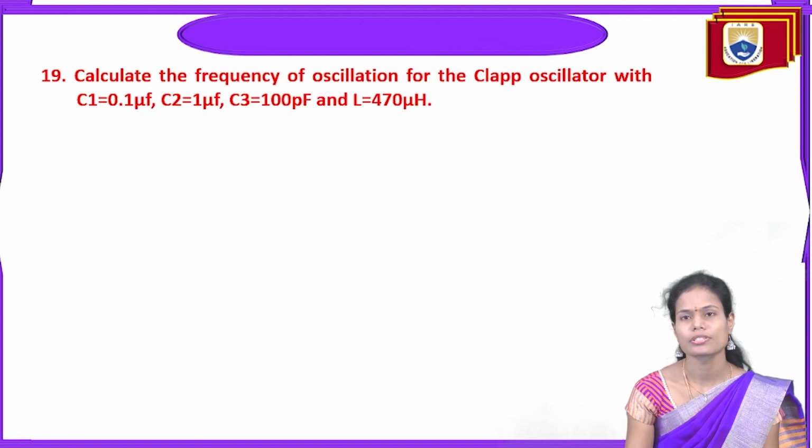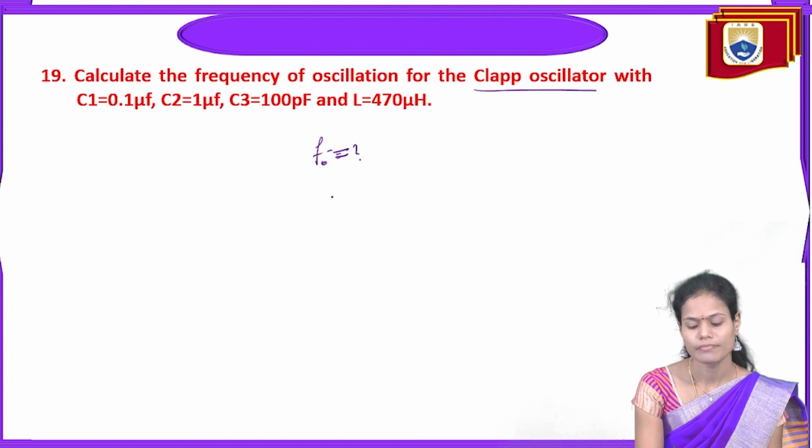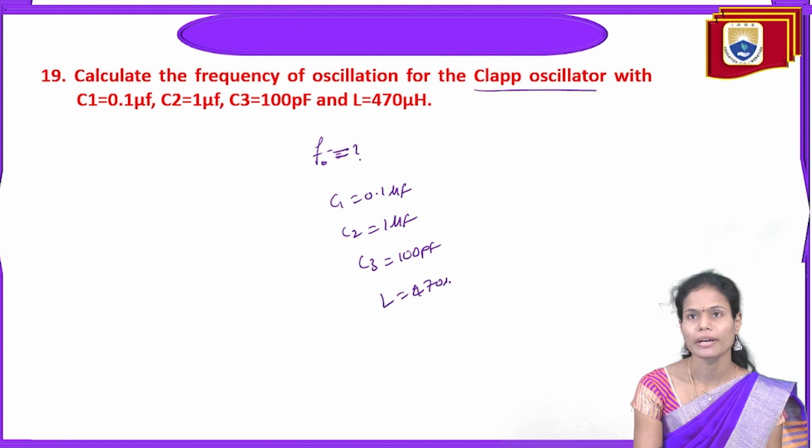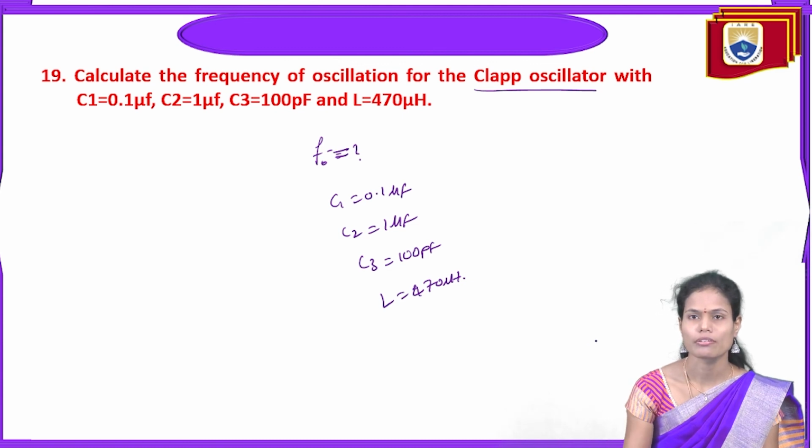Next, calculate the frequency of oscillation, that is f0 for the Clapp oscillator with C1 equal to 0.1 microfarad, C2 equal to 1 microfarad, C3 equal to 100 picofarads, and the inductance equal to 470 microhenries here. So these are the given values. From this we need to find the frequency of oscillation of the Clapp oscillator. So this problem we already discussed in the problems and oscillators session.